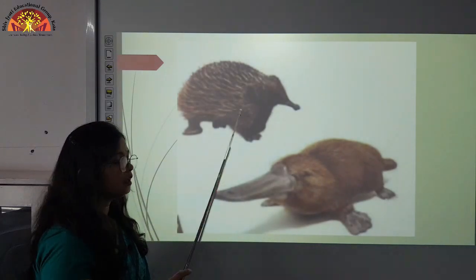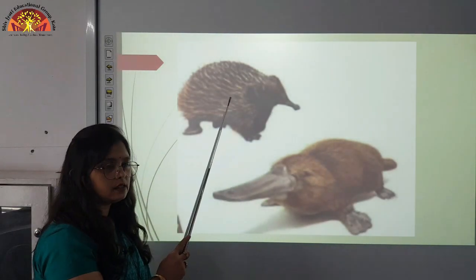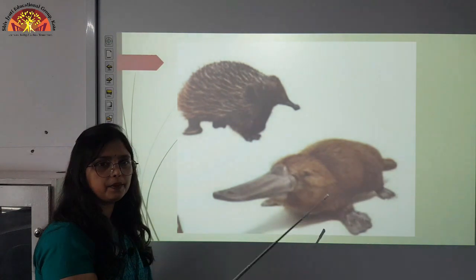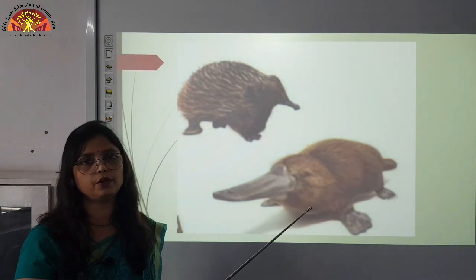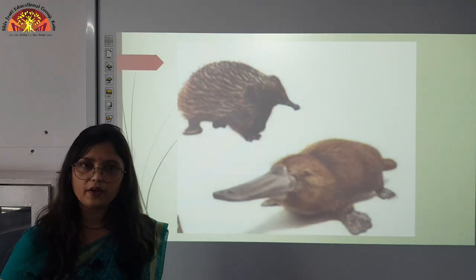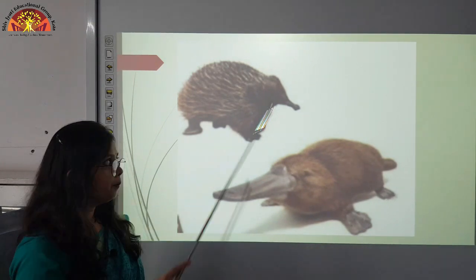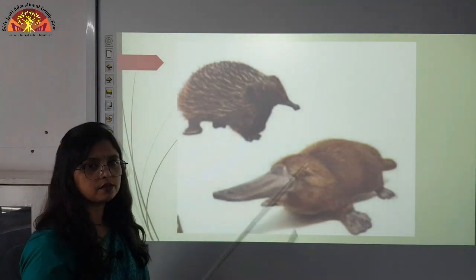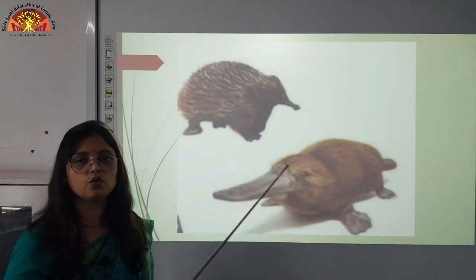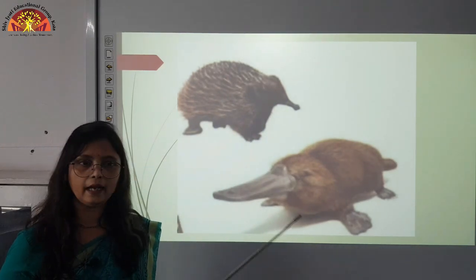A spiny anteater and duck-billed platypus are the mammals that reproduce by laying eggs. Here, these are the two mammals, spiny anteater and duck-billed platypus. These are the mammals which reproduce by laying eggs. Till now we have studied that mammals reproduce by giving birth to babies. But these two are the exceptions. These two are the mammals which do not give birth to babies, but they lay eggs.